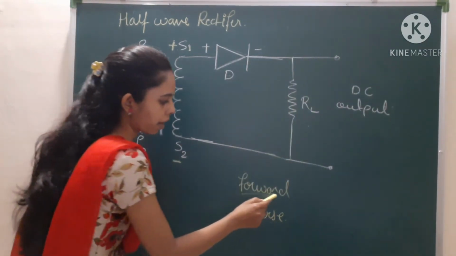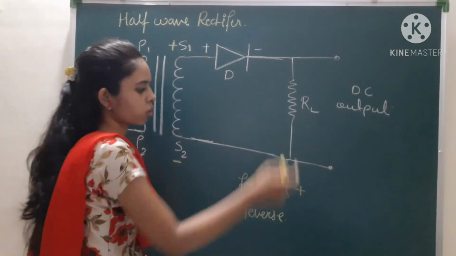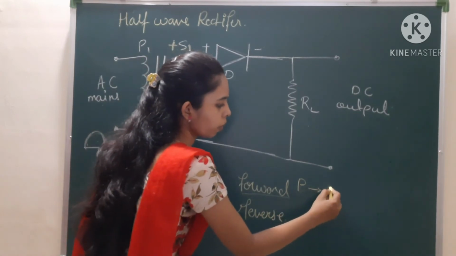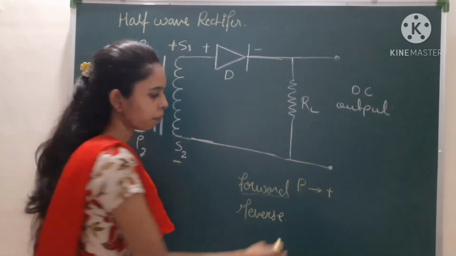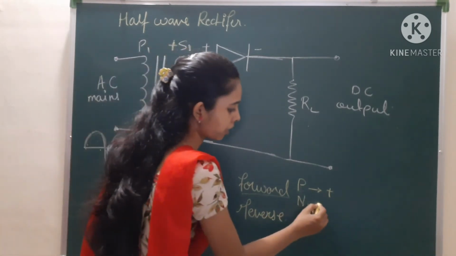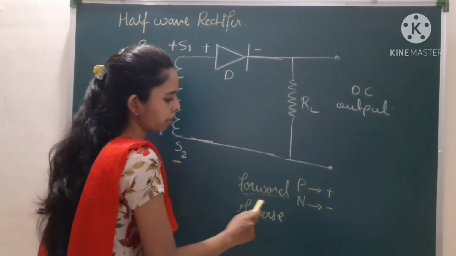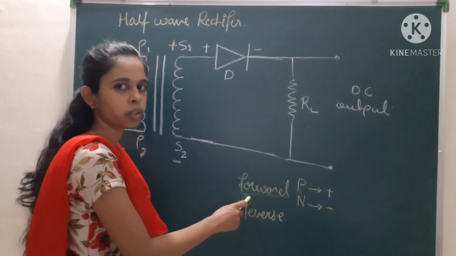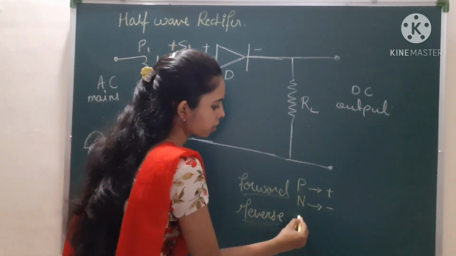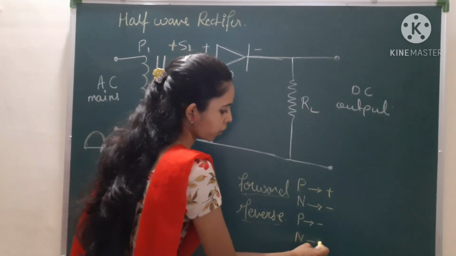Now, forward bias means what? The positive terminal of this PN junction diode, that is the P terminal, is connected to the positive terminal of the battery, and the N type region is connected to the negative terminal of the battery. This type of connection is called forward bias. In reverse bias, this is reversed. That is, the P region is connected to negative and the N region is connected to positive.